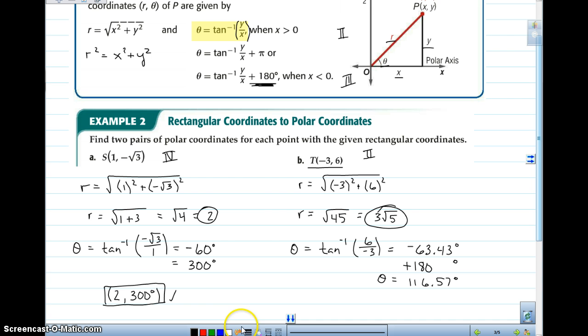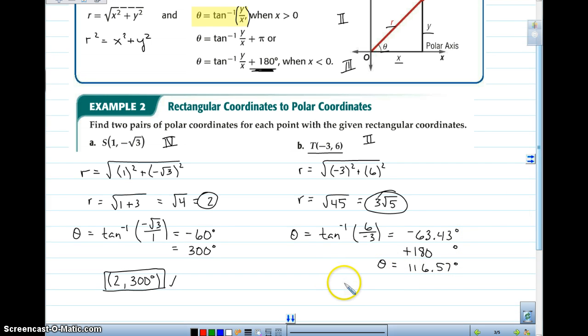116.57 degrees. That is in the second quadrant. So that's my answer for my polar coordinate. 3 square root of 5 for the radius, 116.57 degrees for the angle of rotation.